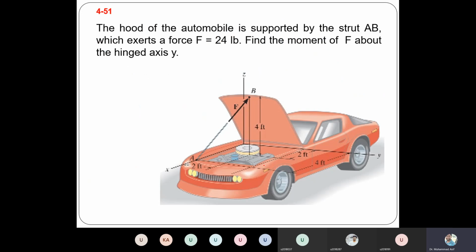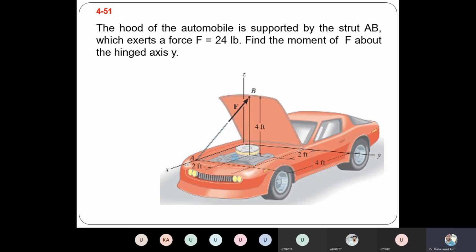So let's try to practice a few numerical problems related to this concept, how to figure out the value of the moment at various specified axes. For example, this is the hood of a car, any automobile, which is supported by a strut AB. When we open that hood, there is a strut that we normally support at point B. Let's say it starts from A to B, and the strut applies a force F, and various dimensions are given.